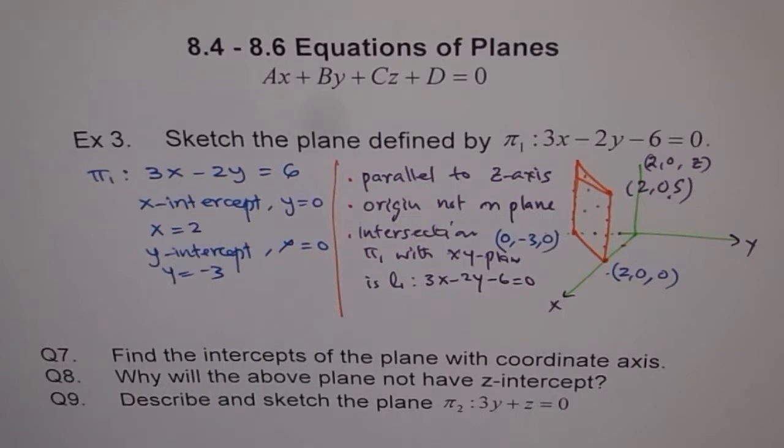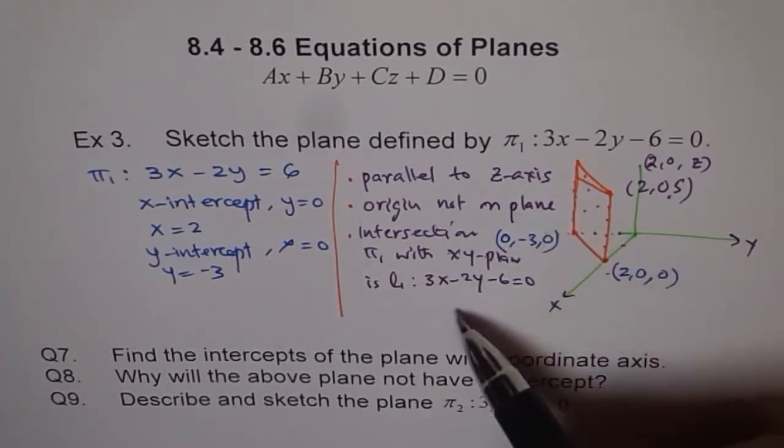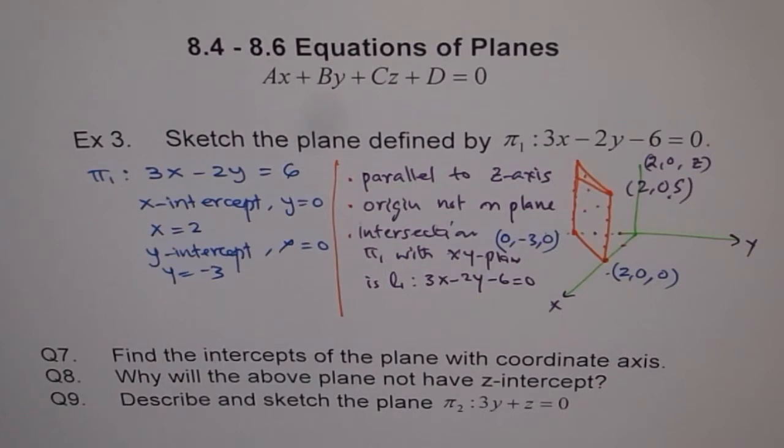Here are related questions. Find the intercepts of this plane with the coordinate axes. Why will the above plane not have a z-intercept? Answer this question. Describe and sketch a plane. Another plane we have is 3y plus z equals 0. When you describe this plane, consider these points and come out with something more.